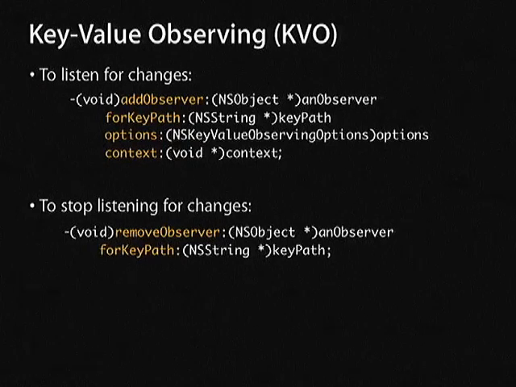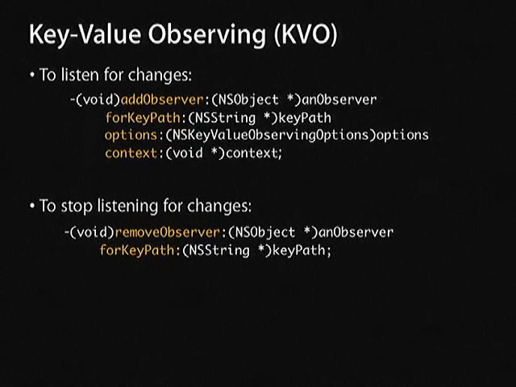To listen for changes, the object that wants to listen calls addObserver on the object that it wants to listen to, with self. For key path, I could put in the string for name. Options, there's a set of options. I wouldn't worry about those for now. And context: if you want to pass in just a random object that you want to get back when that gets called, you can use it as a context.